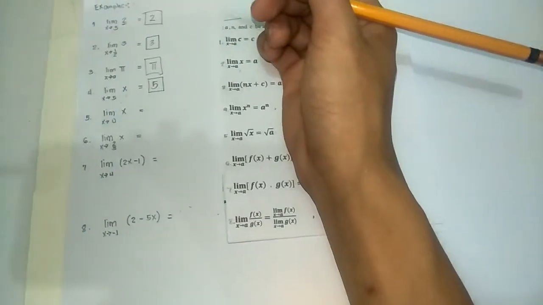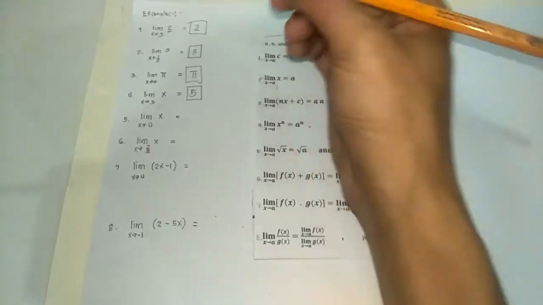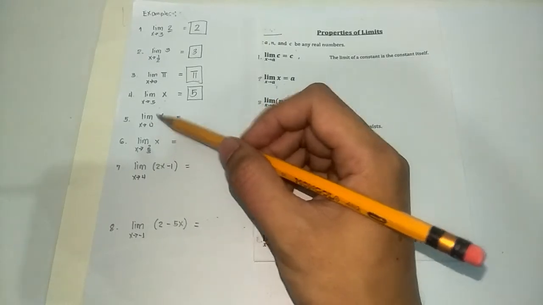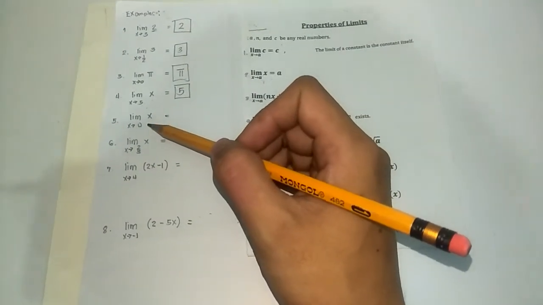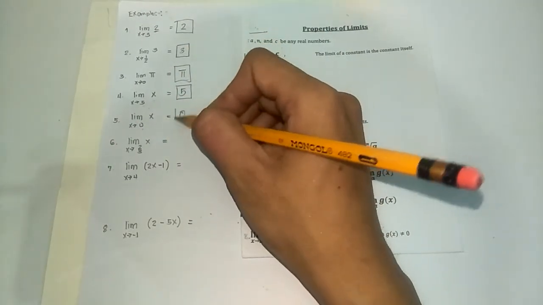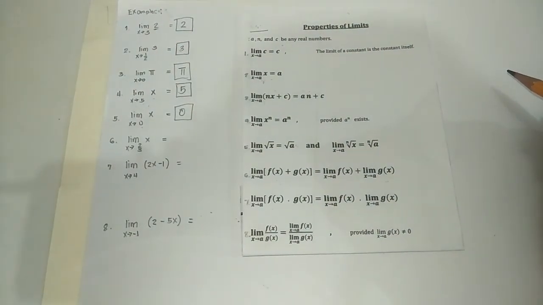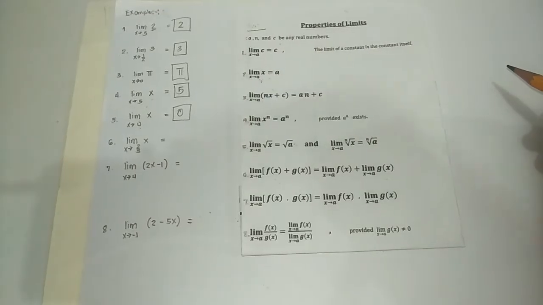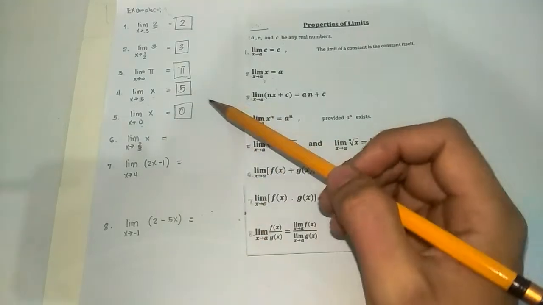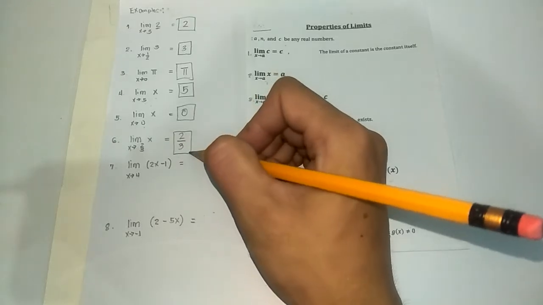Okay, next, number 5, we have the limit of x where x approaches 0. So same like in number 4. If the limit is x, the answer is the approaches niya. So our approaches here is 0. Number 6, we have the limit of x where x approaches 2/3. So same like in number 4 and number 5. So the limit of x, that's why our answer is 2/3.